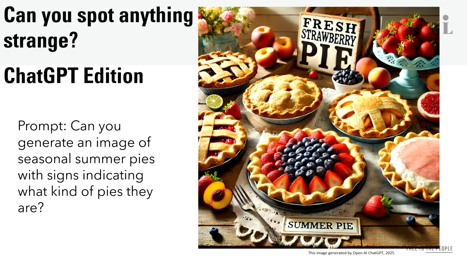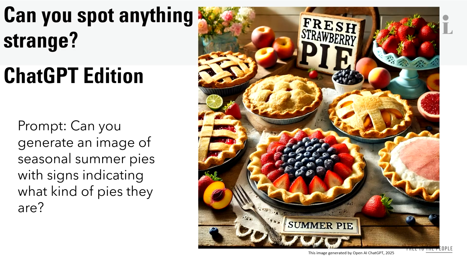But the only sign that indicates the kind of pie says fresh strawberry pie. If you look more closely, we might notice that the strawberry and blueberry pie in the front has a strange perspective. Not all the strawberries seem to be facing the same direction. Furthermore, on the bottom right of the image, there's a pink pie that doesn't seem to resemble any kind of fruit pie. No idea what that's supposed to be.